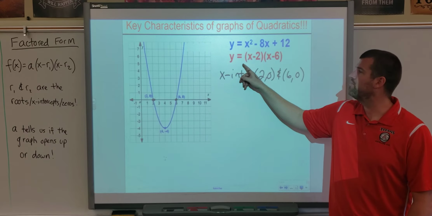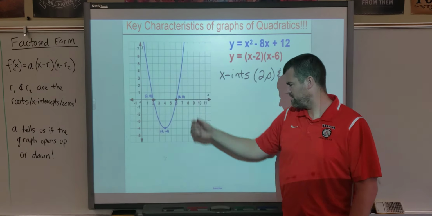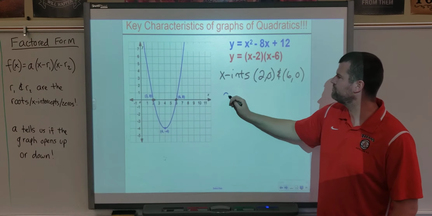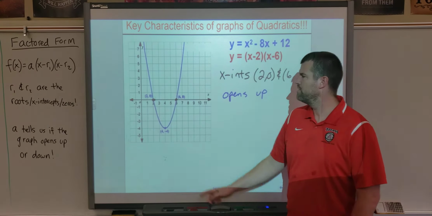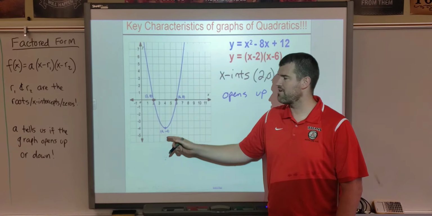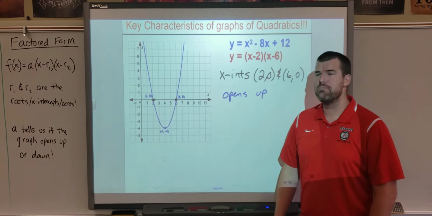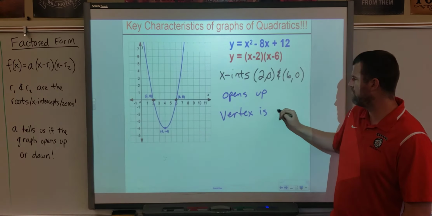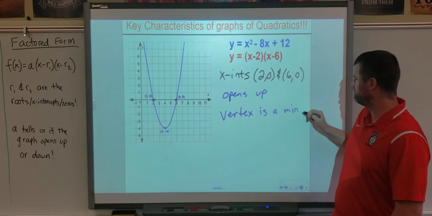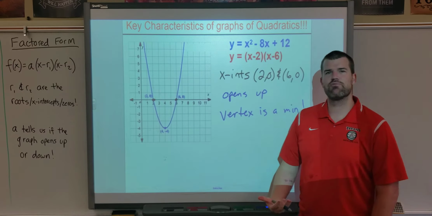The other thing we know from factored form and standard form is since our a value is 1, that means the graph's going to open up, right? So it's opening upward. Because it is opening up, this point down here, which is our vertex, is going to be a minimum. And those are the main things we're looking at for now.